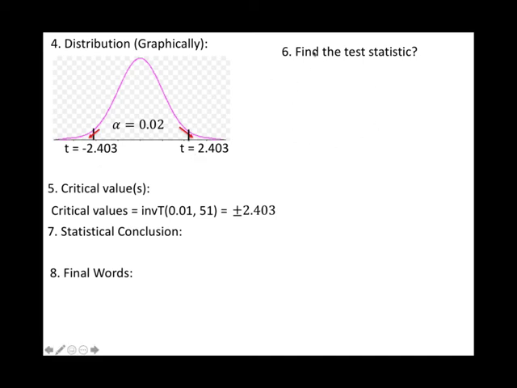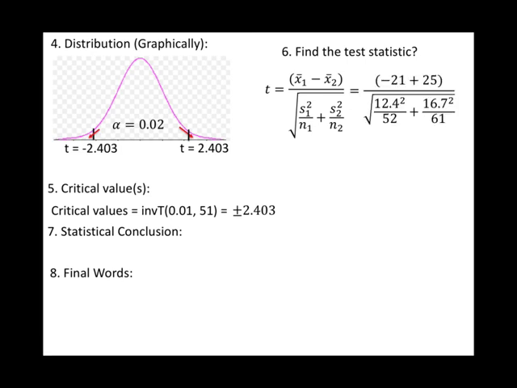And then figure out the test statistic. Plug into the formula. And this is, the sample mean 2 will be negative 25. So negative, negative, you're going to get the positive in here. And you should get 1.4578.